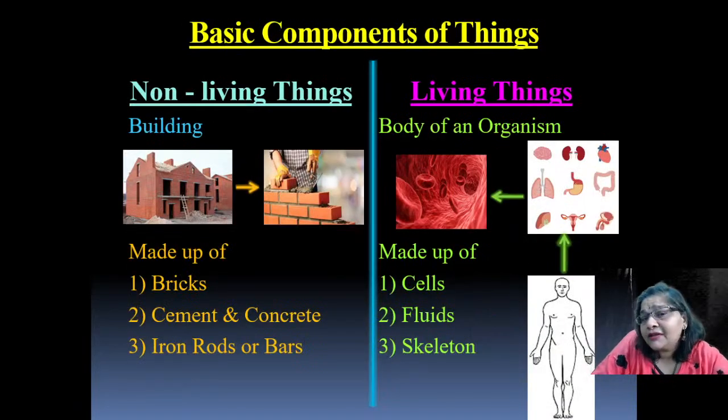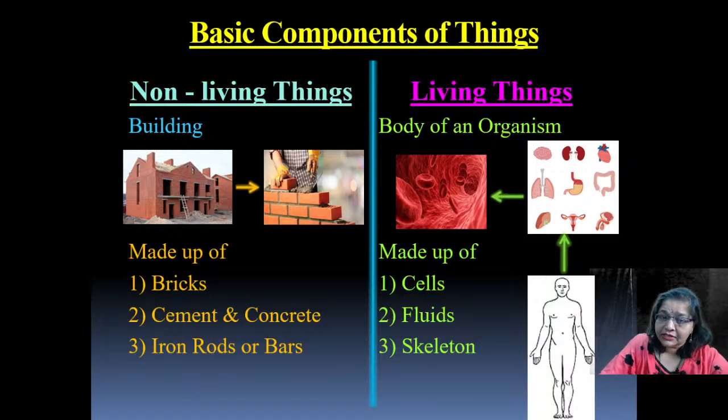Now, what are the basic components of things? Let us see. If you consider the non-living things, you must have seen a building. If you see a building being constructed, you know that a building is constructed with the help of bricks, cement and concrete, and of course iron rods or bars that form the skeleton of the building, right? And then you see a large house built up with all these basic components, basic materials, right? The same way, even living things are made up of certain basic components.